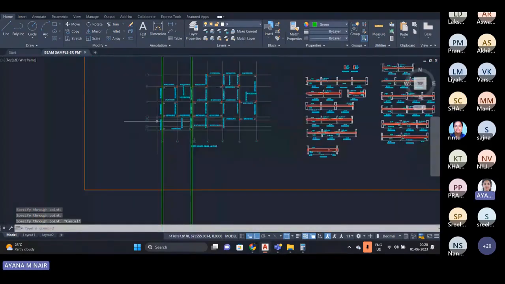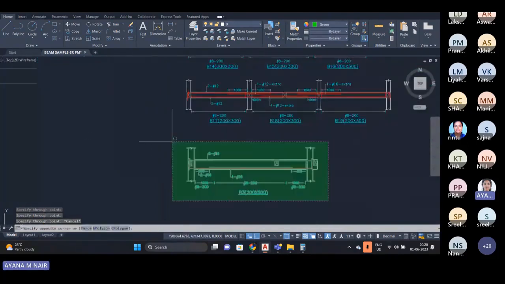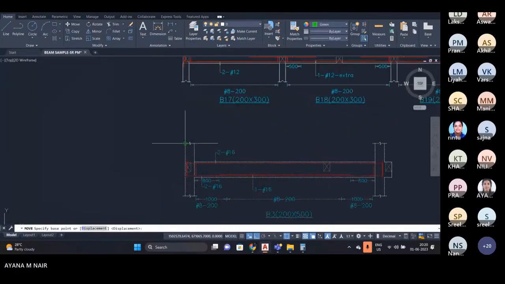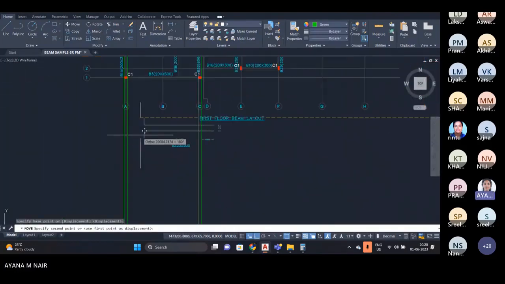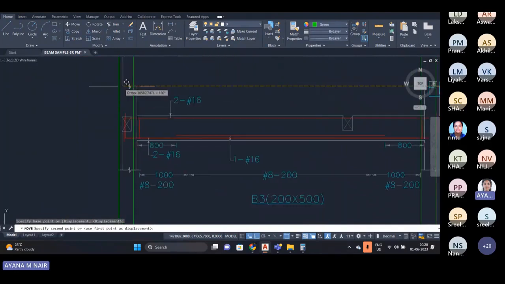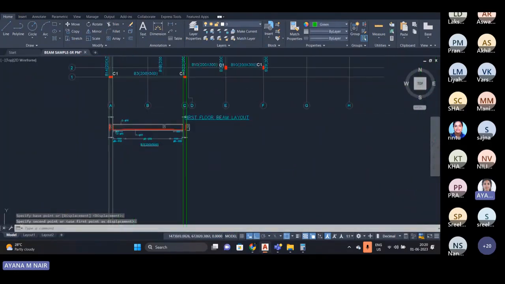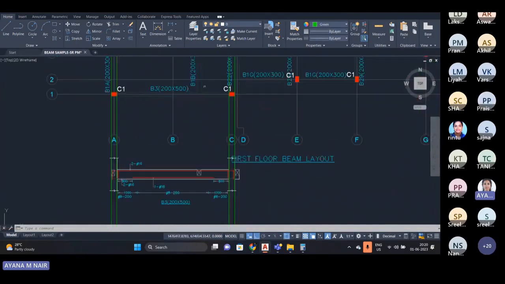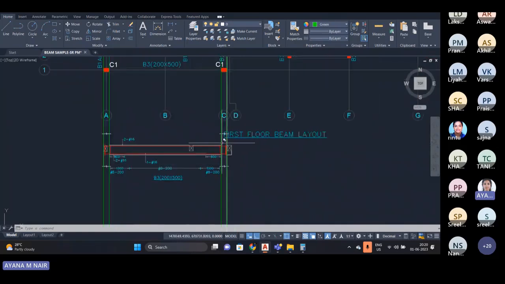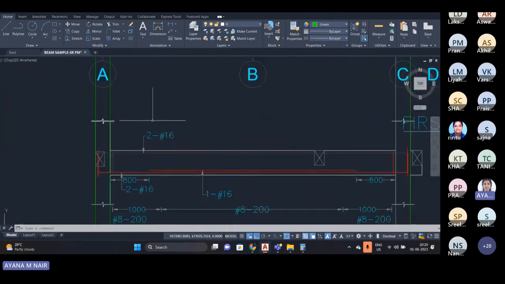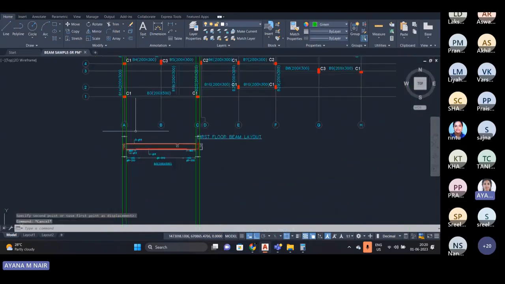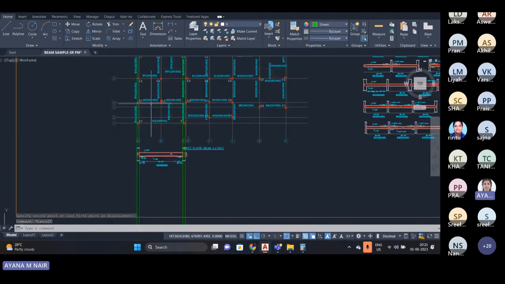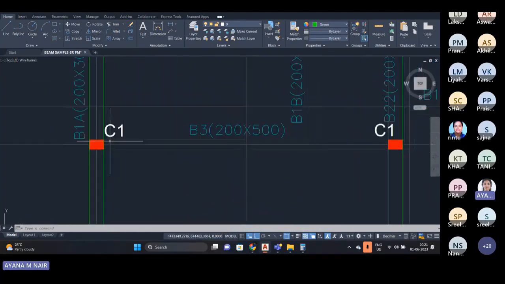Then now this beam B3 is moved here to coincide with this column edges. So now we can see that the edges of this column in this section is aligned with the column C1 from the beam column layout. So this drafting is actually correct. Suppose when this column is pulled out or moved somewhere here, we have to select this line and move it accordingly.